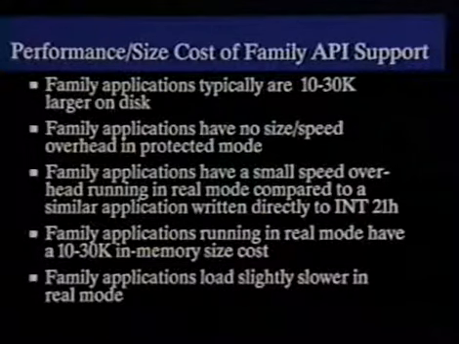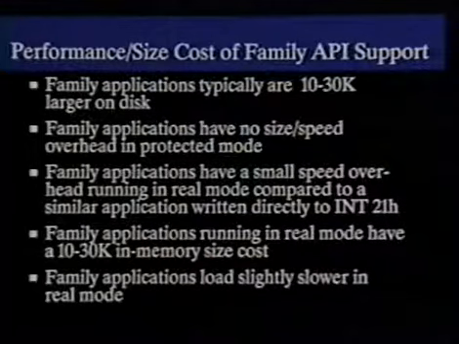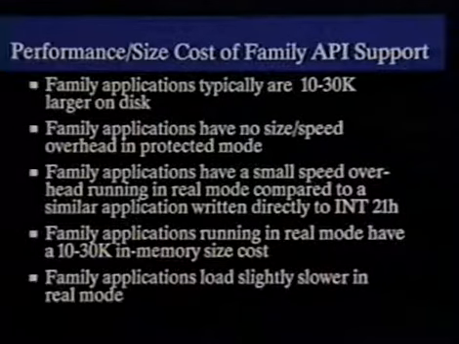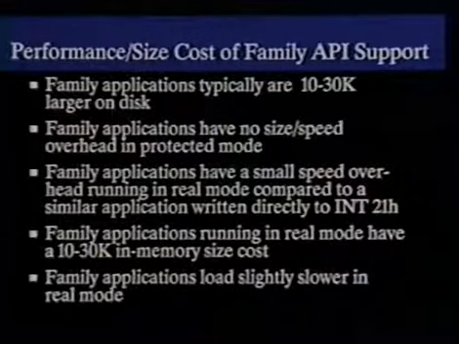Now, there's a number of performance and size costs associated with using the Family API. There's really three areas you need to look at. There's the size on disk of your application, there's the size in memory when your application's running, and there's the execution speed of your application. Typically, we've seen applications grow between 10 and 30K when they're bound as Family API applications. This is due to the size of the stub loader and the bindings which are attached to your application.